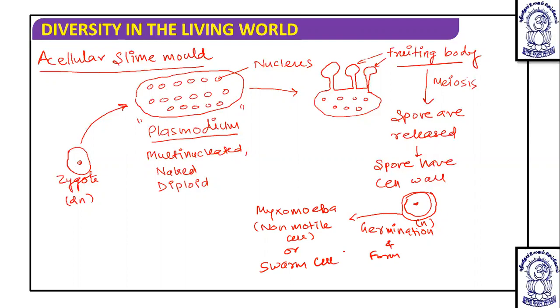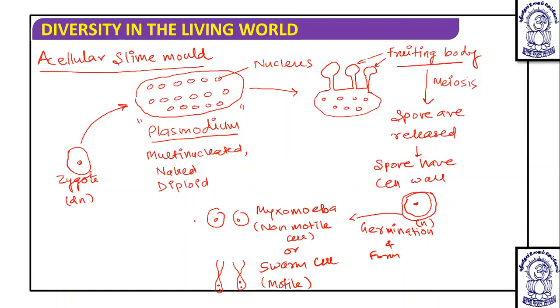When we talk about the swarm cells, they are motile. So they look like this. So these are the flagella. But these myxamoeba cells are like this.